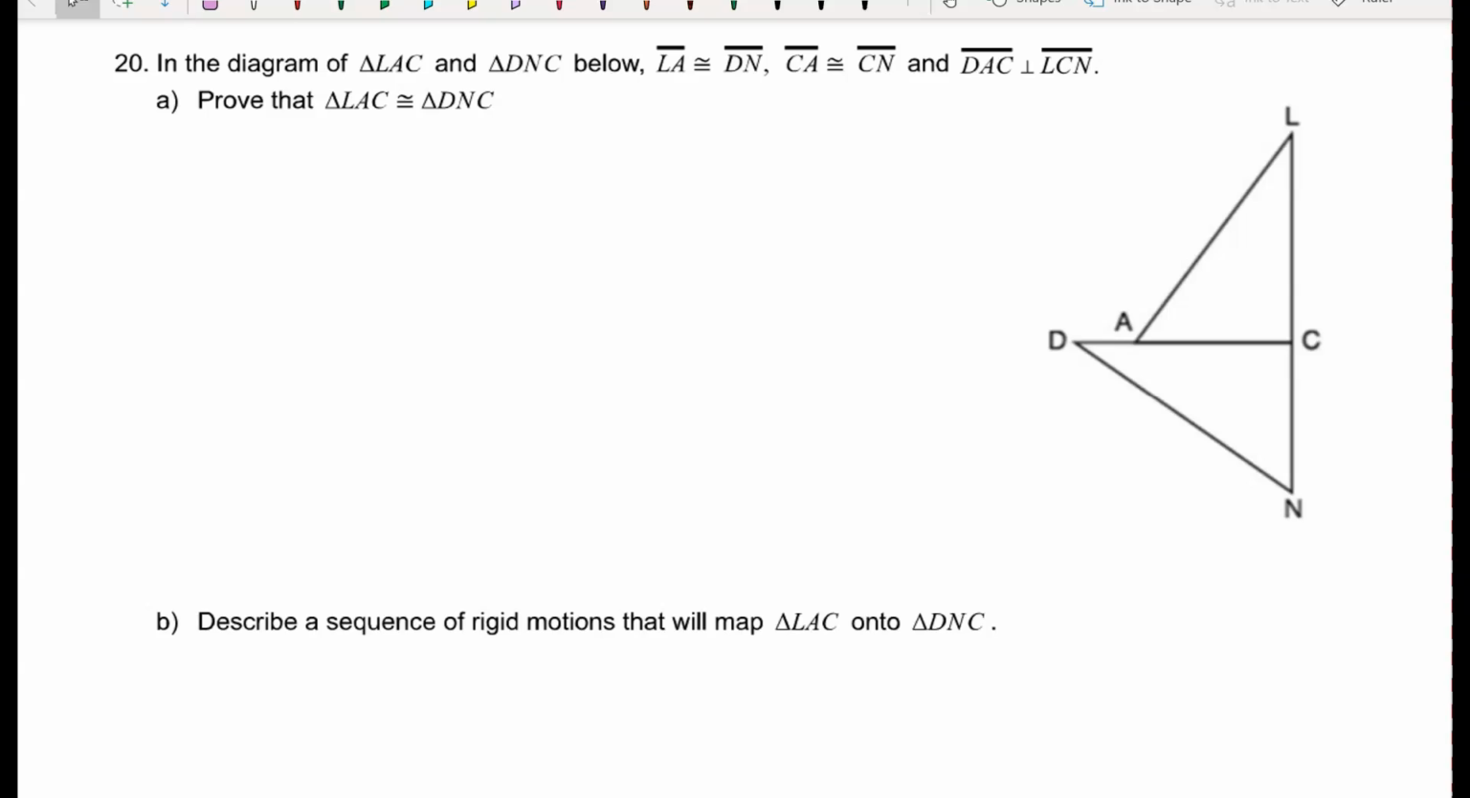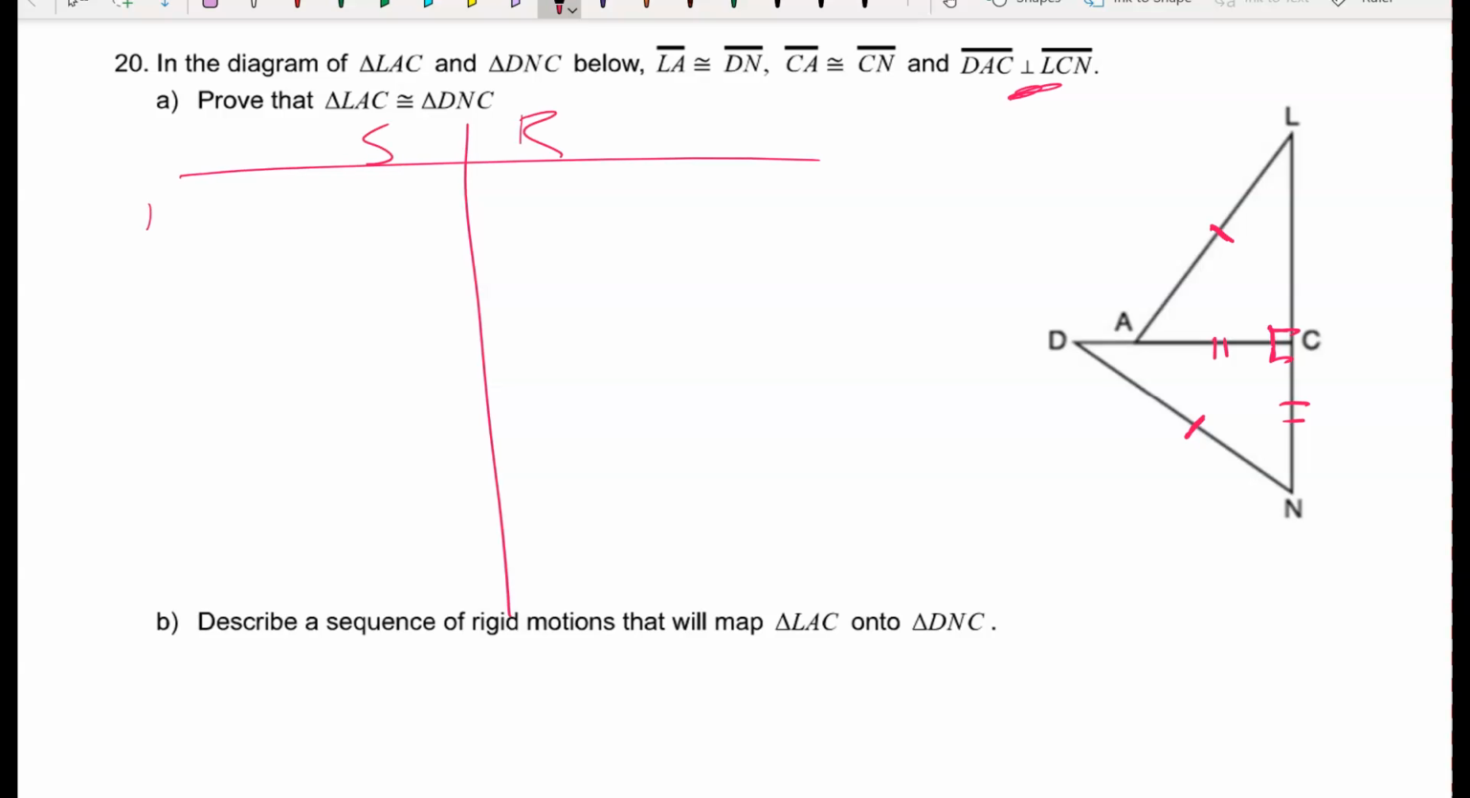Number 20. In the diagram of triangle LAC and triangle DNC below, they're telling me that LA is congruent to DN, CA is congruent to CN, and DAC, so that segment right there, is perpendicular to LCN. Remember, the perpendicular lines, when they intersect, they form congruent right angles. And they want me to prove that these two triangles are congruent. Again, just for sake of time in the video, you still need to write your givens. I'm going to skip that step just so we can analyze it a little bit.